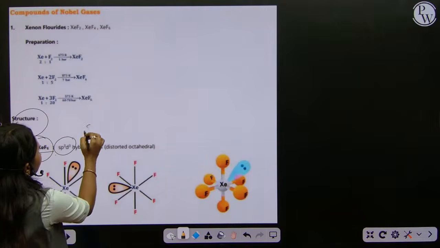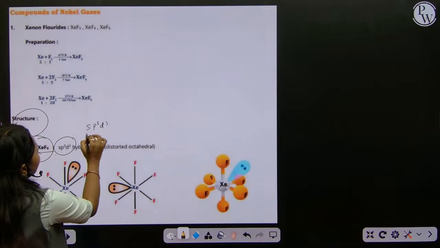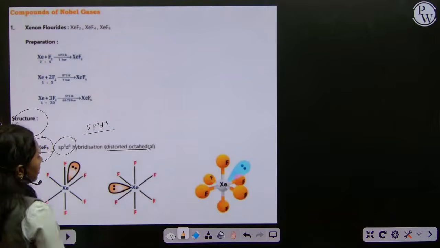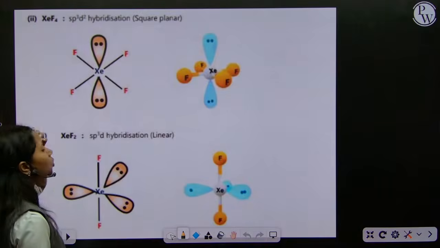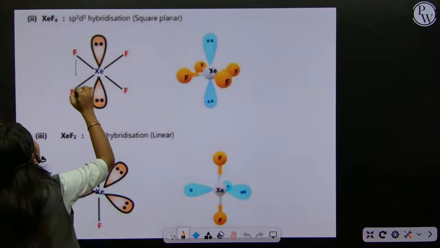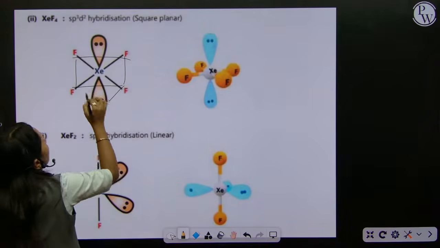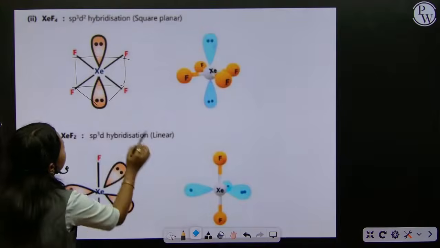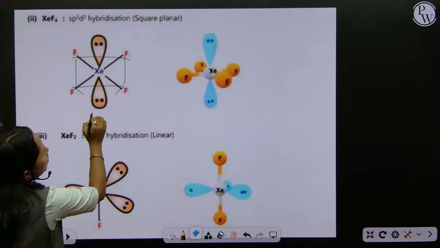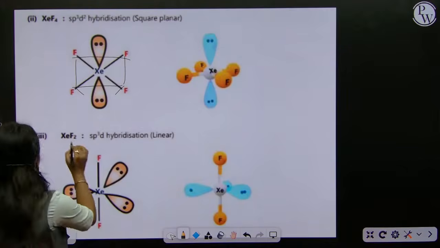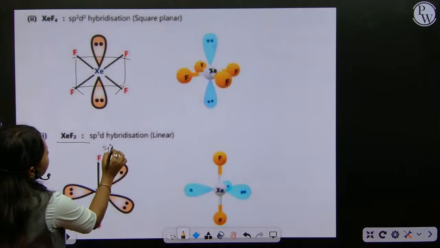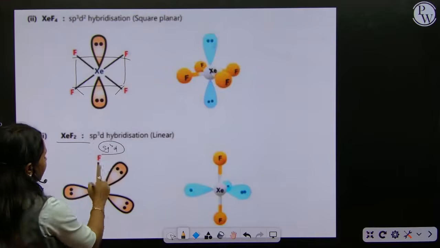XeF6, sp3d3, distorted octahedral. Then XeF4, it is square pyramidal. Sorry, not square pyramidal. This is square planar, two lone pairs and four bond pairs. XeF2, sp3d, linear. This is linear.